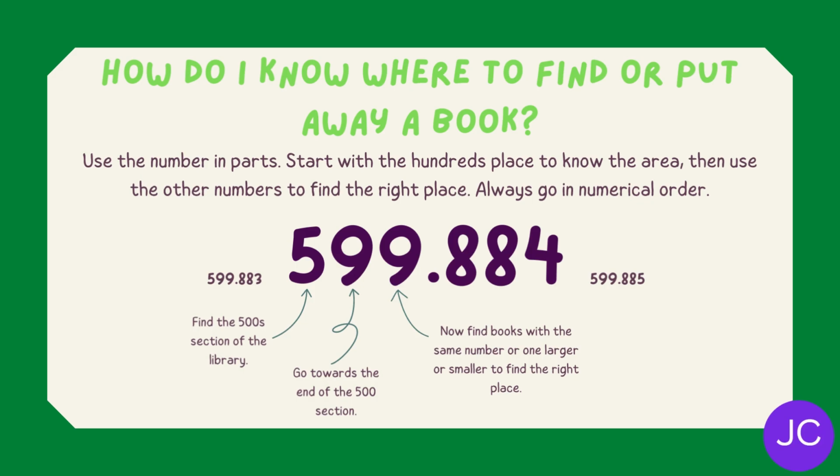For example, your book is under 599.884. First, you're going to find the 500 section of the library. Next, go towards the end of the 500 section. Next, find books with the same number or one larger or smaller to find the right place.